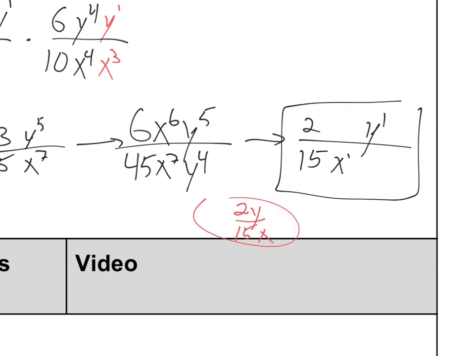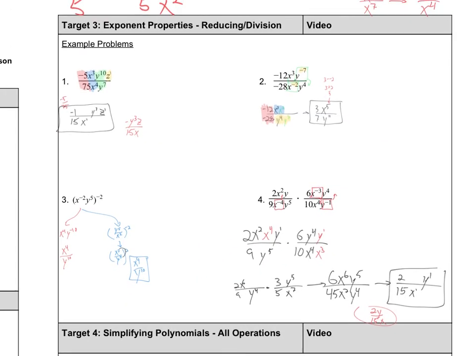All right, that is it. That is all for this target. Between targets 3 and 2, you should have all of the exponent properties down now. So we'll see some more challenging problems as we go.